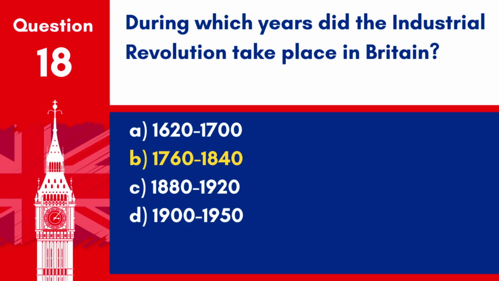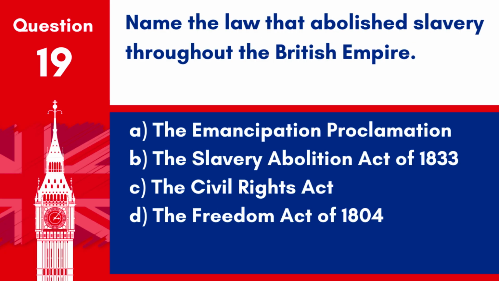The Industrial Revolution in Britain took place from about 1760 to 1840, marking a major turning point in history with vast social and economic changes due to industrialization. Question 19. Name the law that abolished slavery throughout the British Empire.